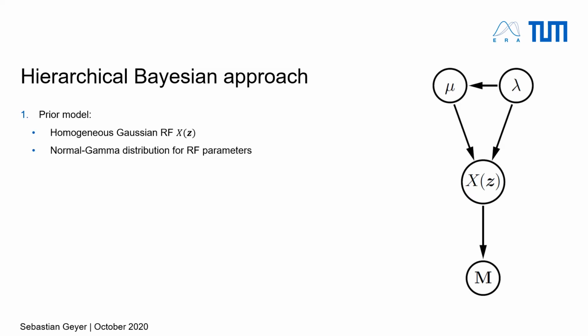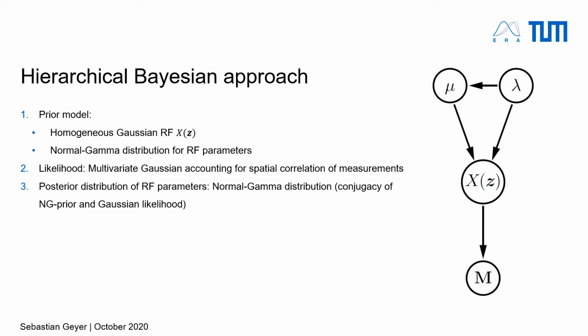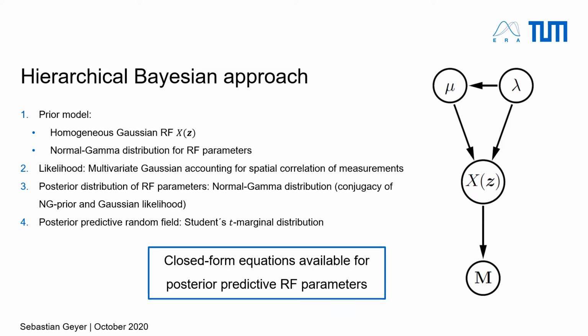So the first step is the prior model, which is a homogeneous Gaussian random field x of z and the normal gamma distribution for the random field parameters. Second, we have a likelihood, which is a multivariate Gaussian, accounting for the spatial correlation of the measurements. Third, we have a posterior distribution of the random field parameters, which is again a normal gamma distribution due to the conjugacy of the normal gamma prior and the Gaussian likelihood. And fourth, we get a posterior predictive random field, which is a Student's t marginal distribution. Now the advantage of this approach is that we can derive closed form equations for the posterior predictive random field parameters based on the prior model and the likelihood.